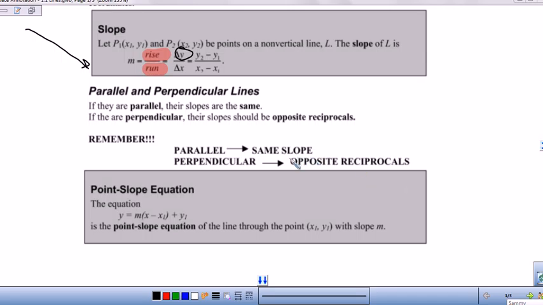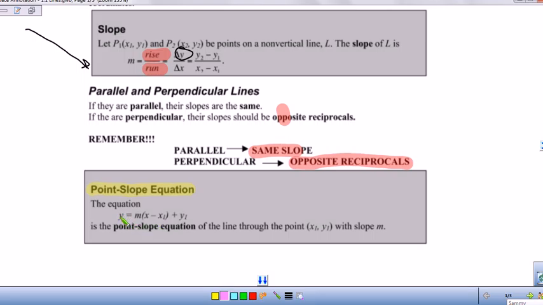Parallel and perpendicular lines. Parallel is, remember, if they have the same slope. So if they have the same slope, they're parallel. Perpendicular are opposite reciprocals. So you reciprocate the slope and then you take the negative of it. Okay, so if it was positive, it becomes negative. If it's negative, it becomes positive. So perpendicular, opposite reciprocal.